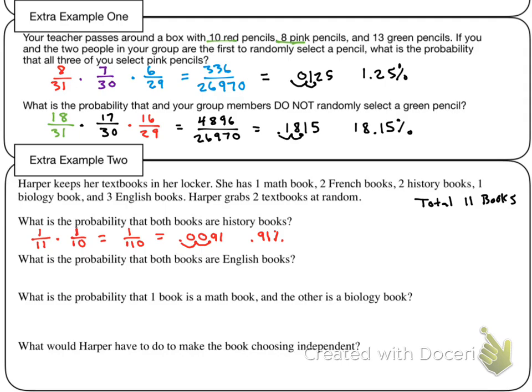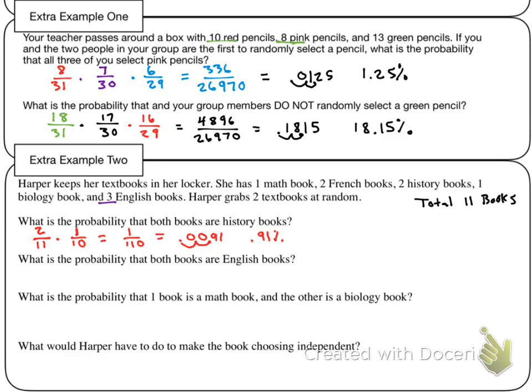What is the probability that both books are English books? So let's look at her English books. She has 3 English books. So the first book she picks is an English book. So if she picks the English book, I actually just noticed that I made a mistake on this first one here. Oops. This should be 2. Got a little ahead of myself.